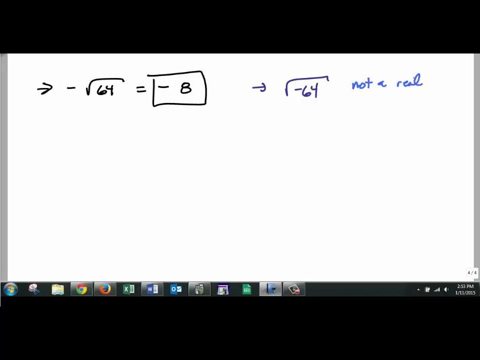If I take 8 times 8, I get 64. If I take negative 8 times negative 8, I get a positive 64. So I have to be really careful here. Square roots of negative numbers I can't do. I could take the cubic root of a negative number though, because odd roots I can have negative values under the radical sign.